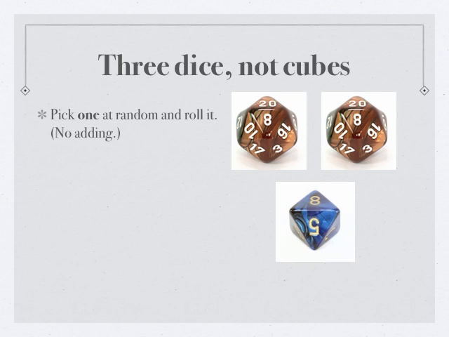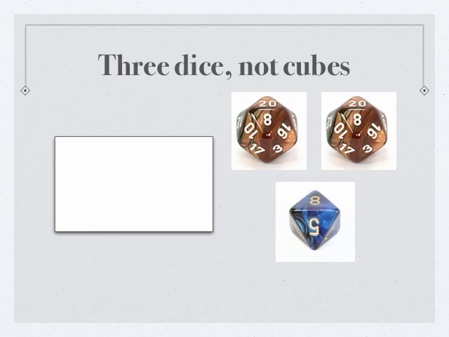Okay? And here's the deal. You got these 3 dice. You're going to pick one at random and roll it. You're not going to add anything. You're just going to roll 1 die after picking it at random from among the 3. The big question is, what's the probability that the number you roll is 3? Okay, remember you're going to roll 1 die. How are we going to do this?